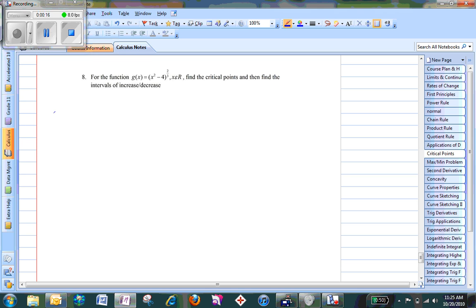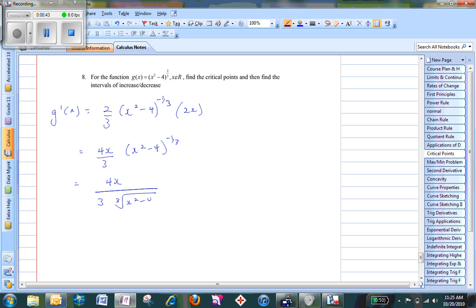In taking the derivative, I get g prime of x. I'm going to use the chain rule, so bring down the exponent, bracket to the new exponent, times the derivative of the inside bracket. Merge terms, and I will get 4x over 3, and then x squared minus 4 to the negative a third. I'm going to change how that looks. I'm going to get 4x all over 3, the cubed root of x squared minus 4.